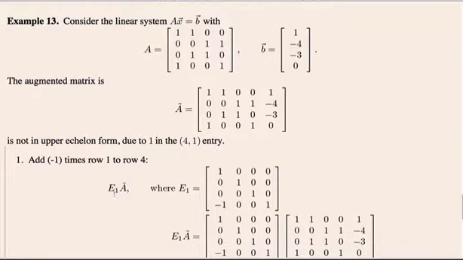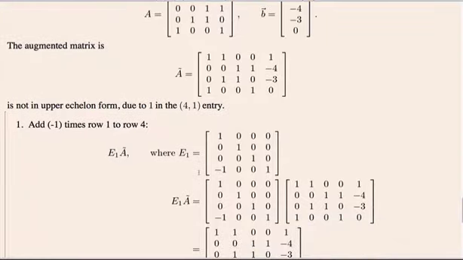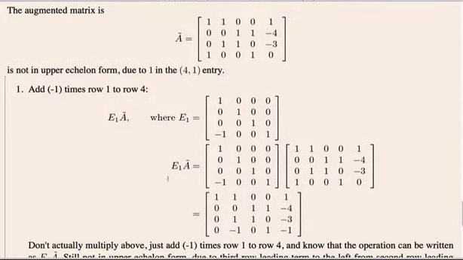That means what we want to do is we multiply E1 with the A matrix, or it's better to say that the augmented matrix A tilde is multiplied from the left with E1, where E1 is this modification of the identity matrix, where we put -1 here, in the 4-1 entry. This will add -1 times row 1 to the 4th row. And then the E1 times A tilde is this matrix multiplication.